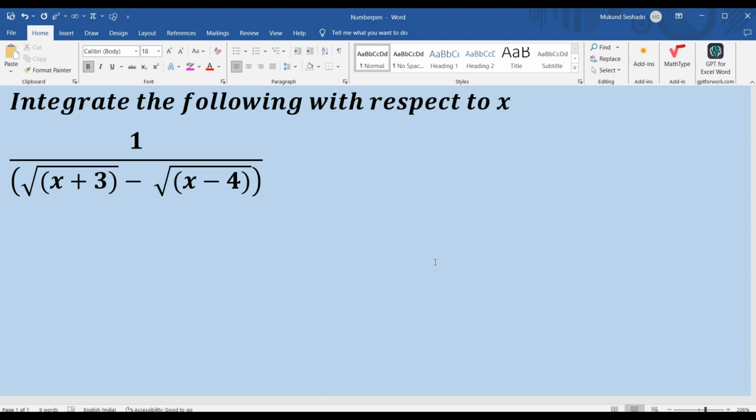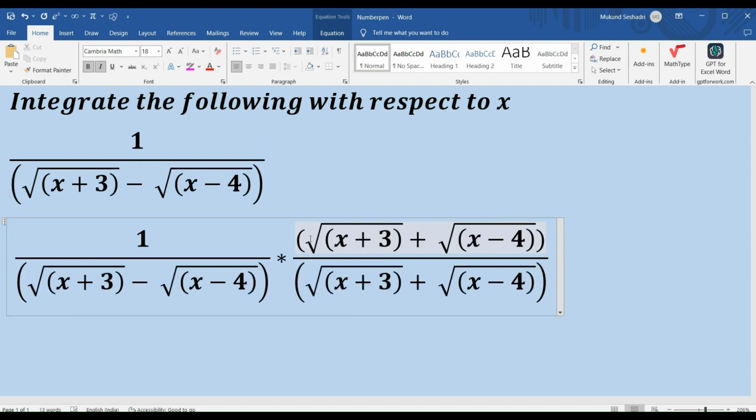I know that my y is not in a very simple format whose antiderivative I know from first principles. But then I know that this expression can further be simplified by a simple process of rationalization, right? So let us apply rationalization first and see what we get. So I multiply and divide by square root of x plus 3 plus square root of x minus 4, right? This is what I get post rationalization.